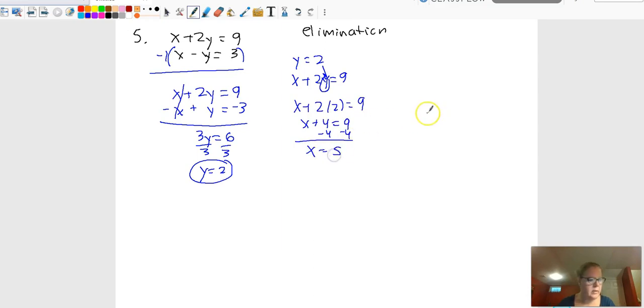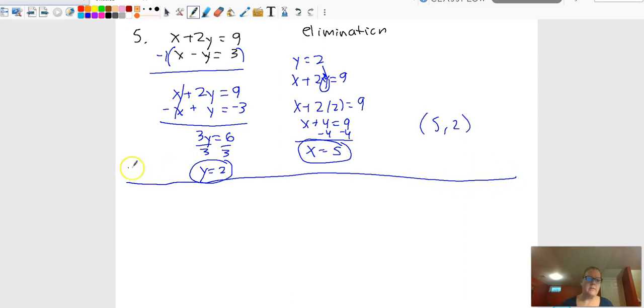And our solution is (5,2). Again, this is another case where these two lines are going to cross at one point, and that point that solves both equations is (5,2).